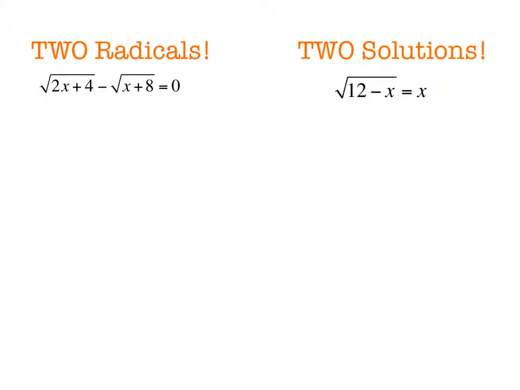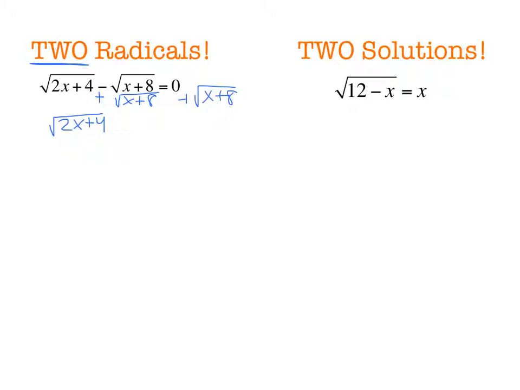Let's look at a couple special cases. Our first case, we have two radicals. For a problem like this, you want to put one radical on both sides. So you're going to get the square root of 2x plus 4, so that's the first radical, and you're going to add the square root of x plus 8 to both sides.